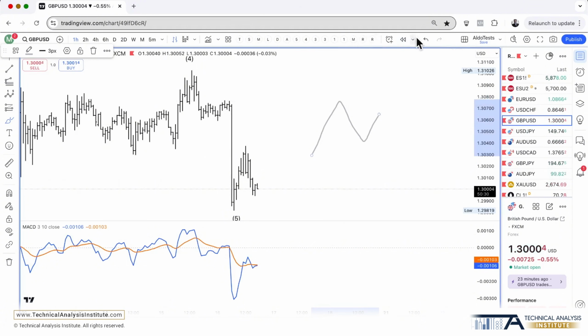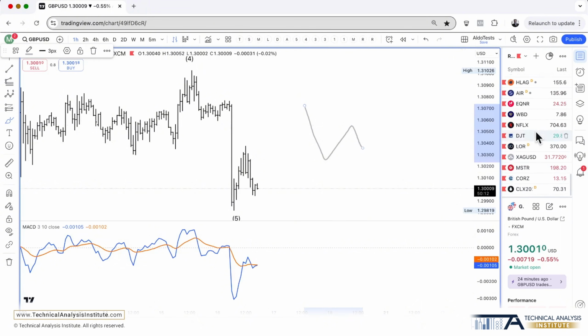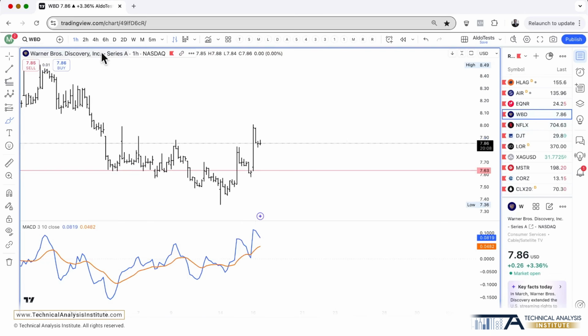So now we can do the exact same thing, but moving down. So we have a low, right? And then there is a recovery, and the next low cannot go below the previous one. So I'm going to show you one, actually two, I believe, that I just saw on this time frame.